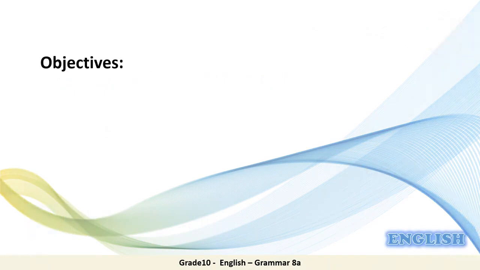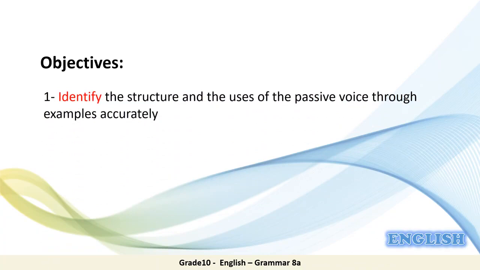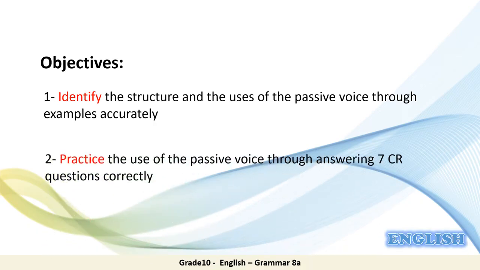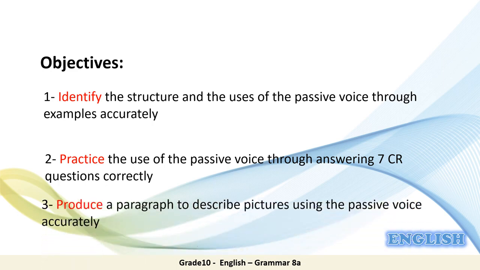In this lesson, we will cover 3 learning objectives. Number 1, identify the structure and the uses of the passive voice through examples accurately. Number 2, practice the uses of the passive voice through answering 7CR questions correctly. And number 3, to produce a paragraph to describe pictures using the passive voice accurately.